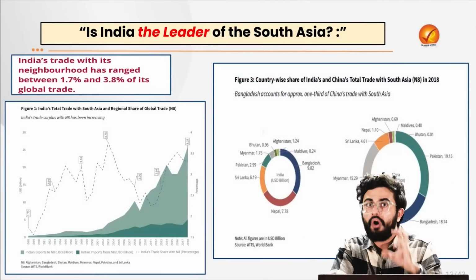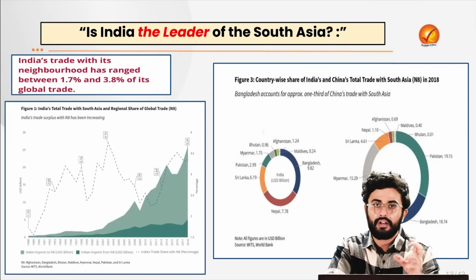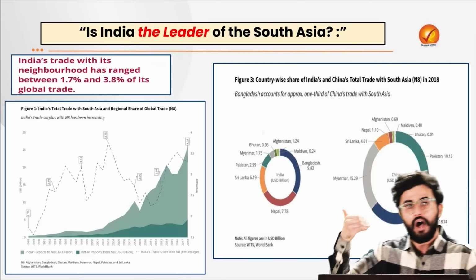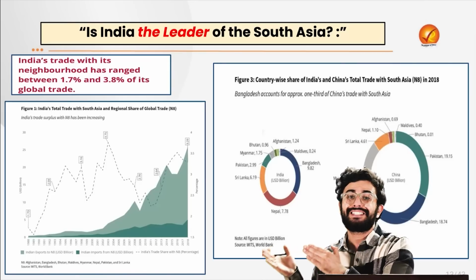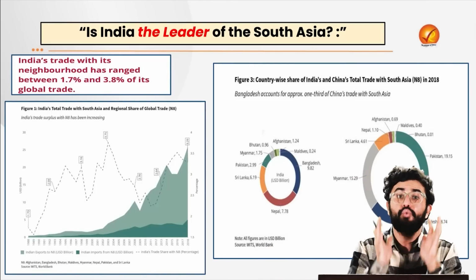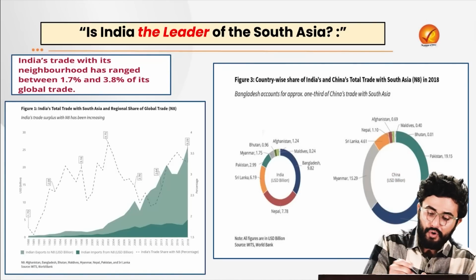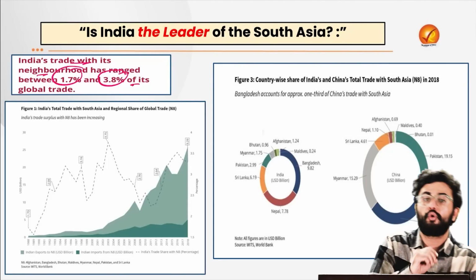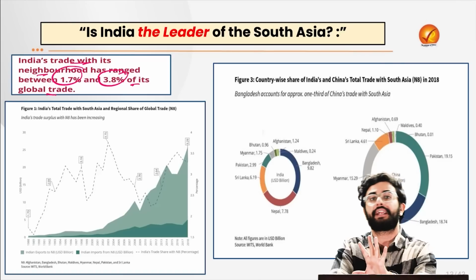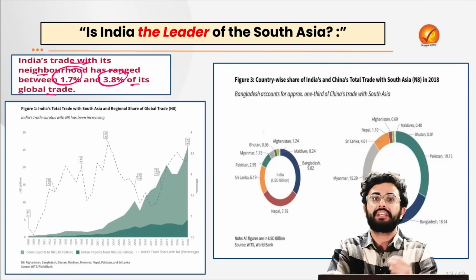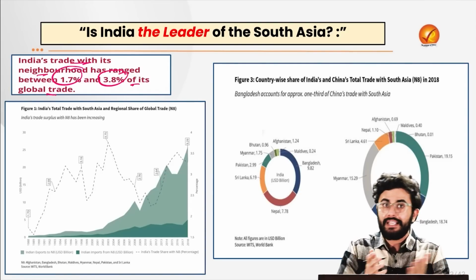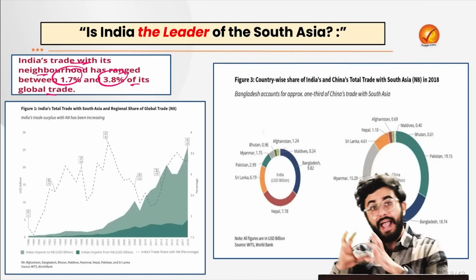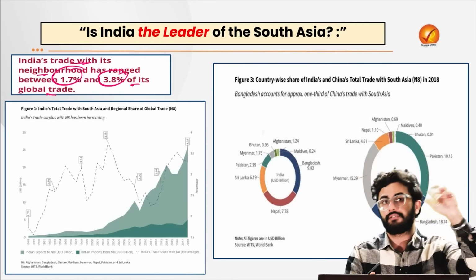Then when we talk about India being the leader, the major argument is in terms of the economic aspect. This is where we falter behind our neighbor China, which has shown significant economic growth and is making huge investments in the region. India's trade with our neighborhood ranges between 1.7 and 3.8% of our total global trade. So the idea is that if I am making a product, instead of just delivering it to my neighborhood, which is logistically much cheaper and can give much more profit, we are exporting more to much farther areas.